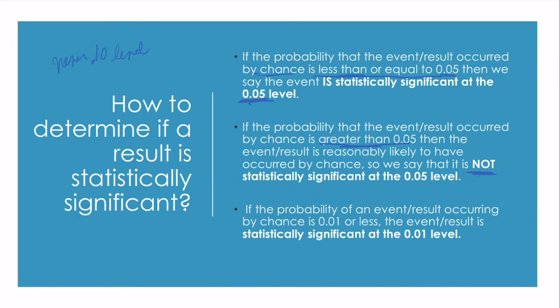We could go lower than 0.05, and that would be 0.01, the likelihood that it occurred 1 out of 100 times. If the probability of an event occurring by chance is 0.01 or less, then we would say the result is statistically significant at the 0.01 level. So there's a 1 out of 100 probability that that occurred by chance.